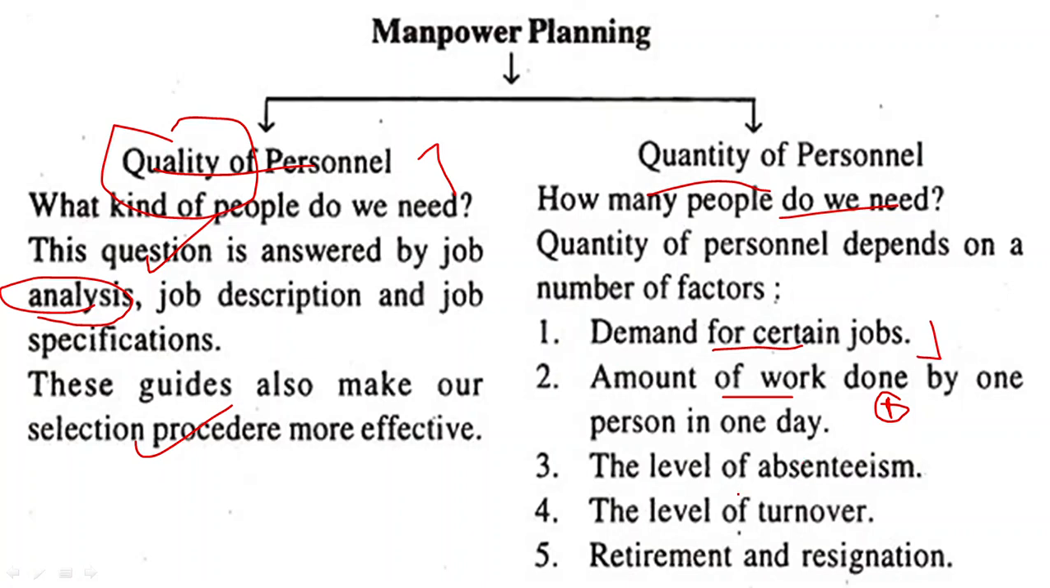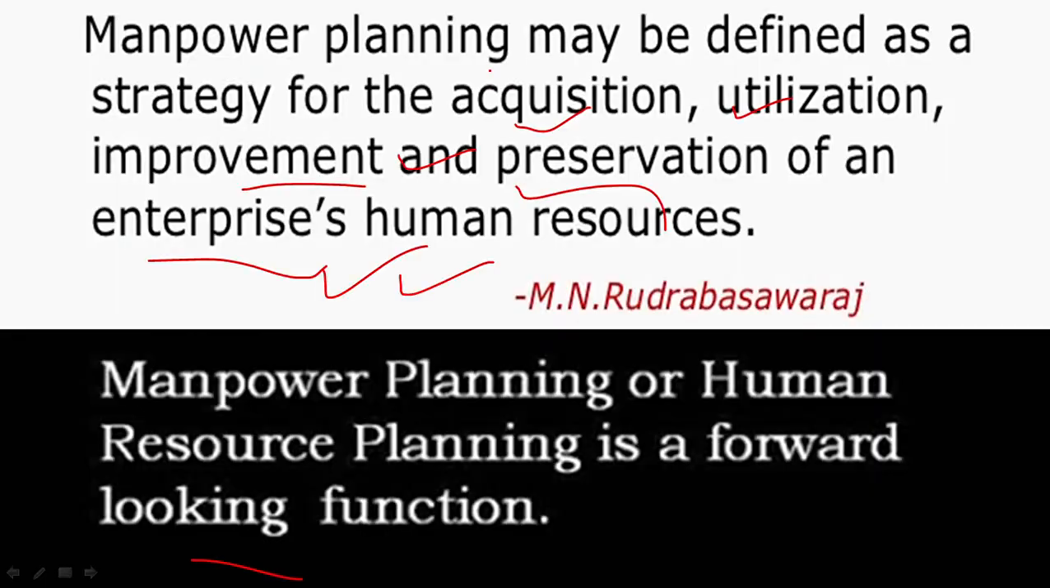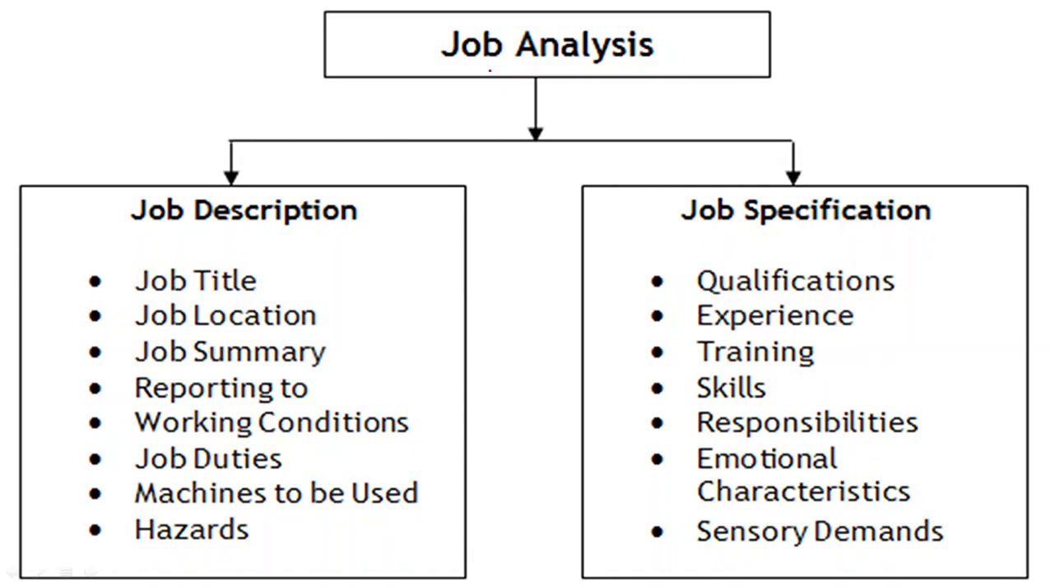Then the level of absenteeism, how people are being absent, and the level of turnover. You need to keep in mind, if people are turning over in your organization, then you need to have a good number, so that if there's a turnover, your job is not affected and your organization remains effective. And retirement and resignation, you need to keep account of all these things while deciding the quantity. So that is how you plan manpower. It is about deciding how many people you require, right? So this is again job description and job specification.